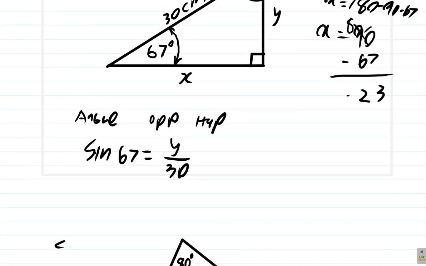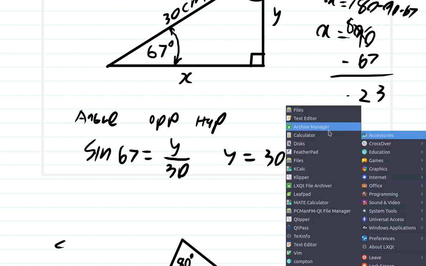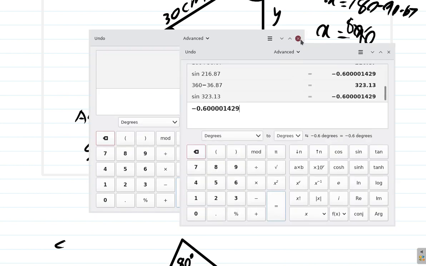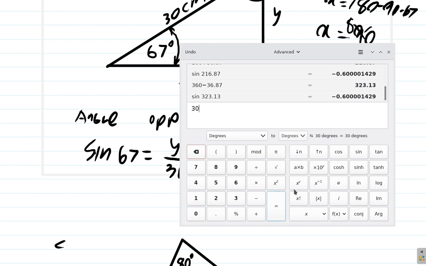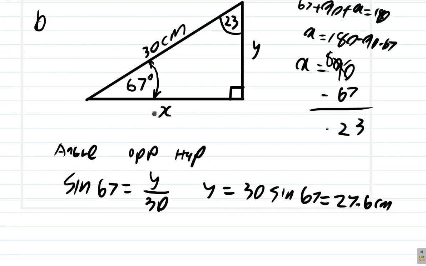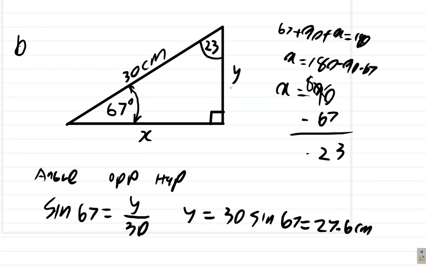So that's why I call it the opposite. Now if we transpose, we get y is equal to 30 times sine 67. 30 by sine 67 is what? Let's use a calculator for that. So 30 sine 67 equals 27.6. So y is 27.6 centimeters.